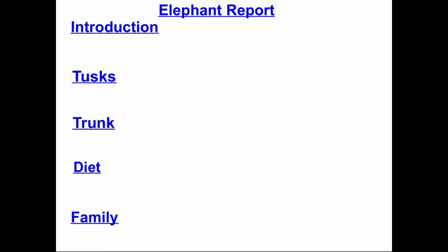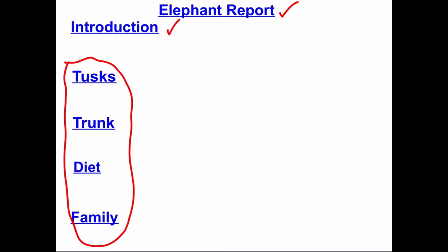So you're going to start off by writing the title, Elephant Report. Then you can write introduction. Don't write the rest of the subheadings until you've written the introduction because you don't know how much space you're going to need for each bit. So just write the title, the subheadings, and then write a bit about it and then go on to the next one.